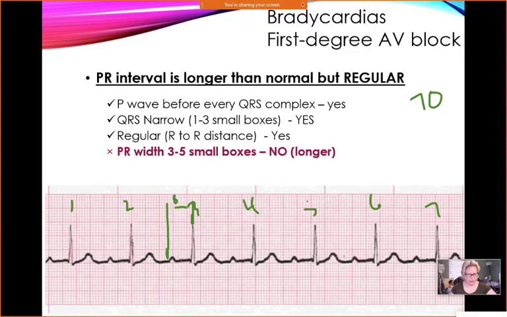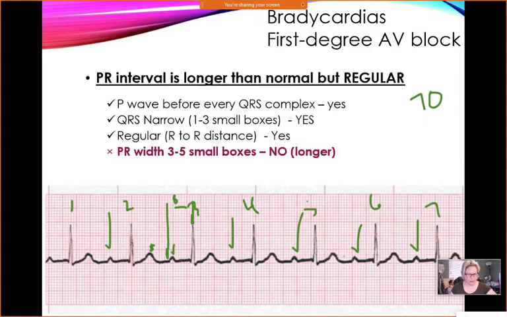We do have a P before every QRS. There's the P. Oh, sorry, that's a T. X that out. P, P, P, P. And this is where blocks are hard because you don't know which one's a Q, which one's a T unless it's perfect. You're assuming that looks good. P before every QRS, yes, our QRS is narrow. It is 1 to 3 small boxes, so we're going with that. It is regular, which is where we check from the R to R and spacing that out. It is regular, but our PR width is the only thing that is off. Then we call that a first degree block.